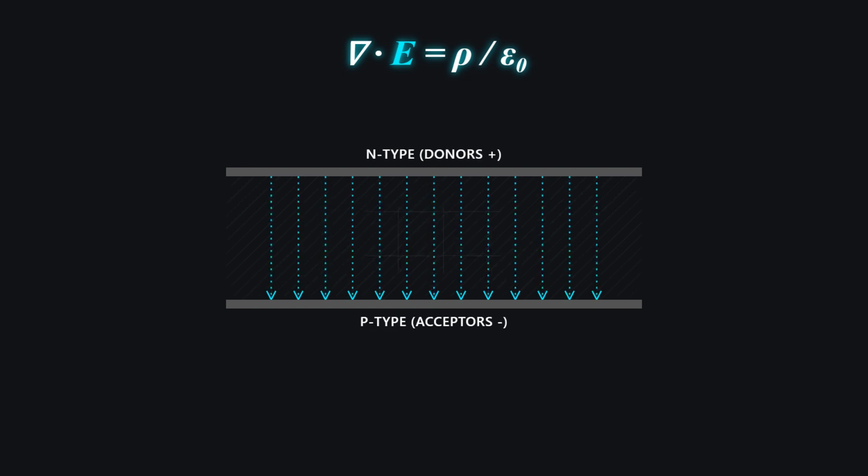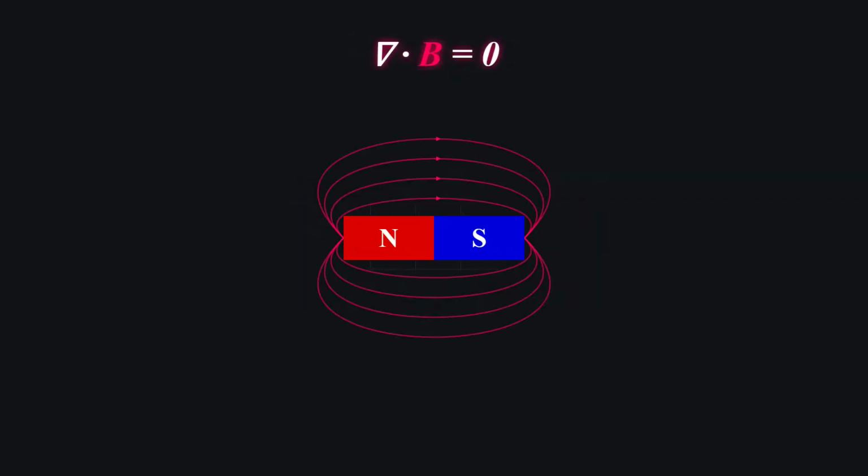between the conductive plates. In semiconductor physics, this principle governs the width of the depletion region in p-n junctions. Fixed donor and acceptor ions within this region create the internal electric field barrier necessary for diode rectification and transistor operation. Gauss's law for magnetism states that the net magnetic flux passing through any closed surface is always identically zero.